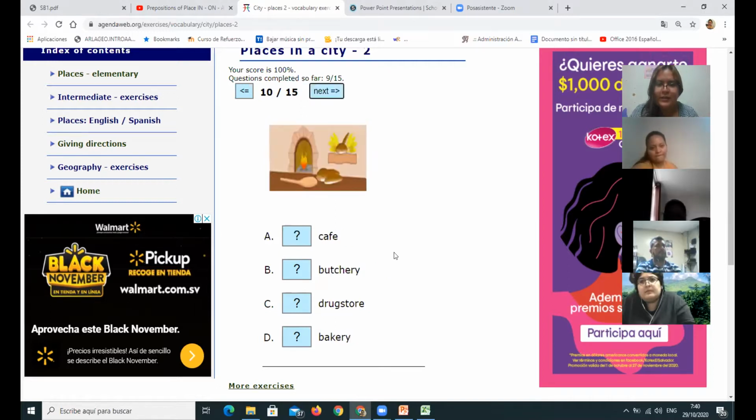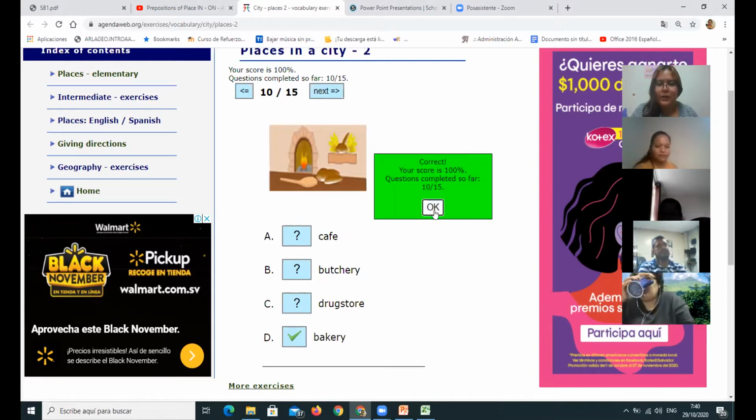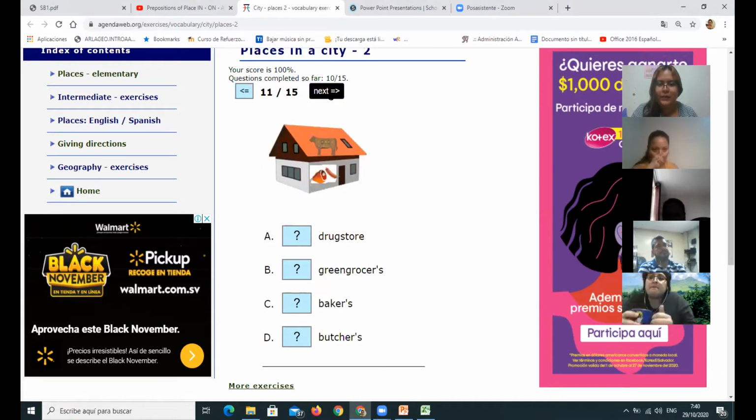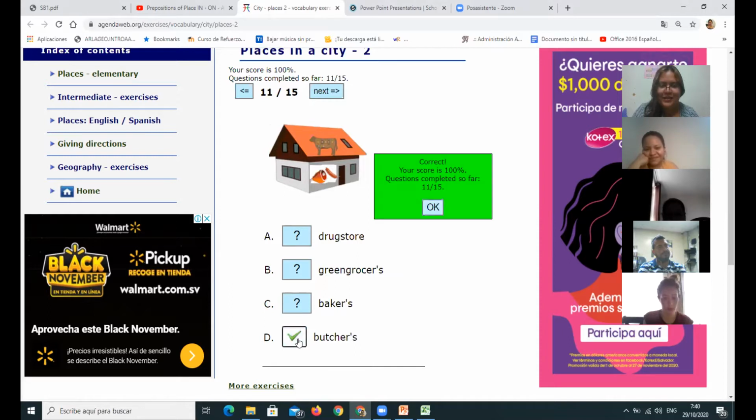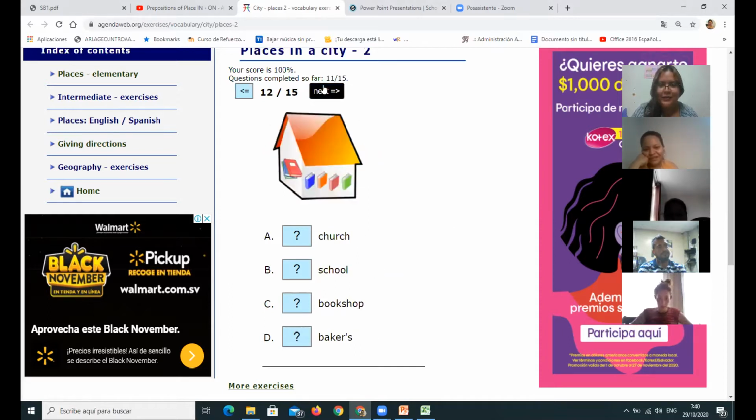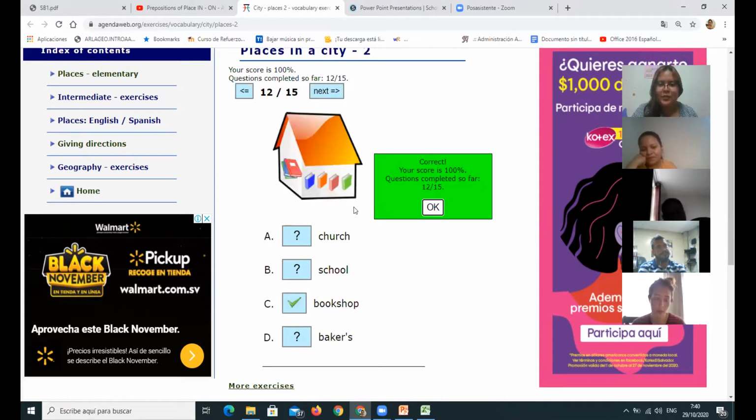Next. Bakery. Very good. The bakery. 11. Butcher. It's the butcher's. Yes, the butcher's. 12. Bookshop. Correct. Bookshop.